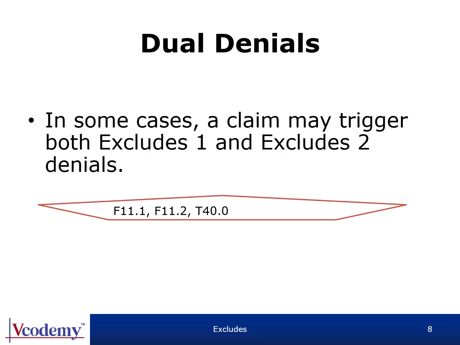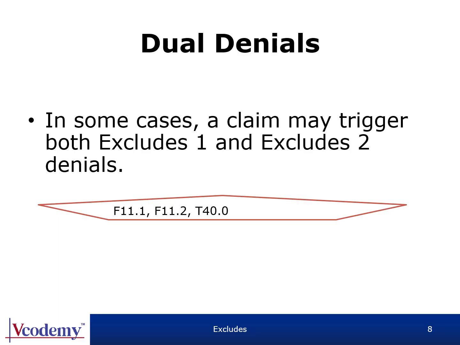Sometimes, in some cases, a claim may trigger an Excludes 1 and Excludes 2 denial. So you will have a dual denial. How do you deal with it? For example, opioid abuse: F11.1, and then F11.2, which is opioid dependence, and T40.0, poisoning by adverse effect of underdosing opium.